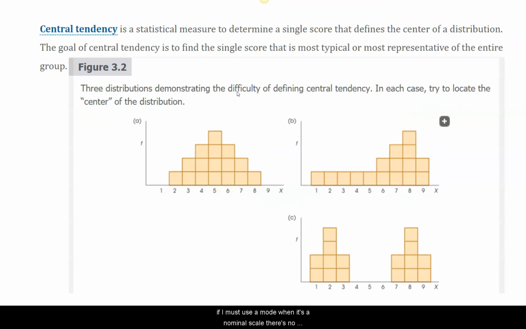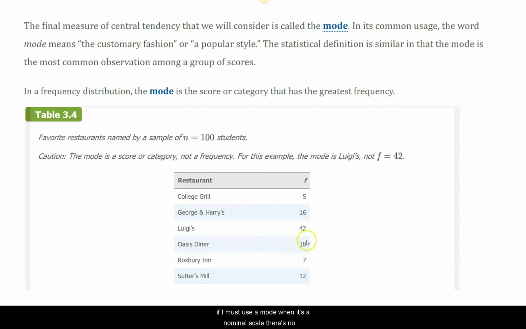But one thing to keep in mind is I must use a mode when it's a nominal scale. There's no other measure of central tendency I can use. I couldn't say we have a median preference of Oasis Diner 0.5. That just wouldn't work. I can only list whatever the most frequently occurring score is.